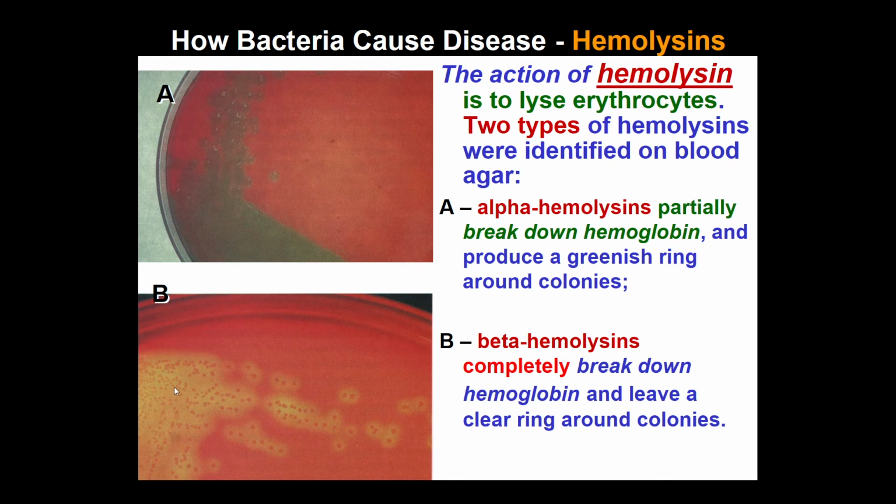With the beta hemolysins, beta hemolysis is a complete breaking down of the hemoglobin. Alpha hemolysis is a partial breaking down of the hemoglobin.